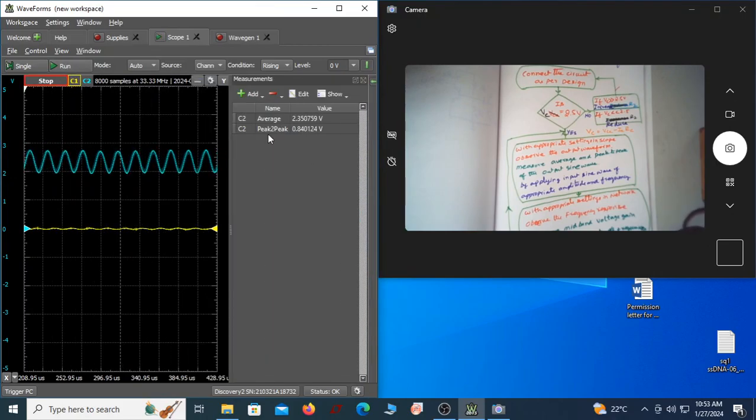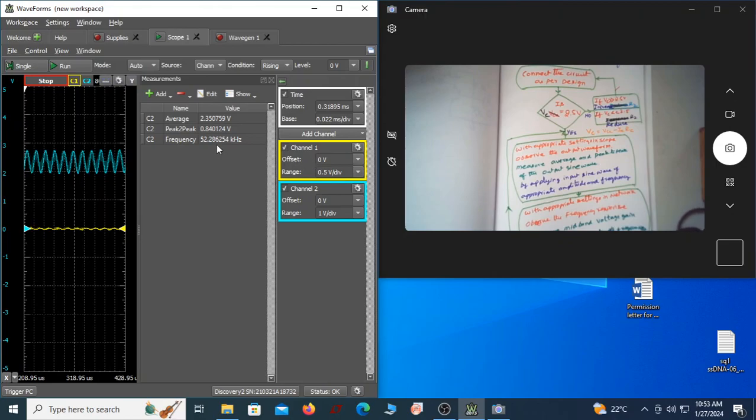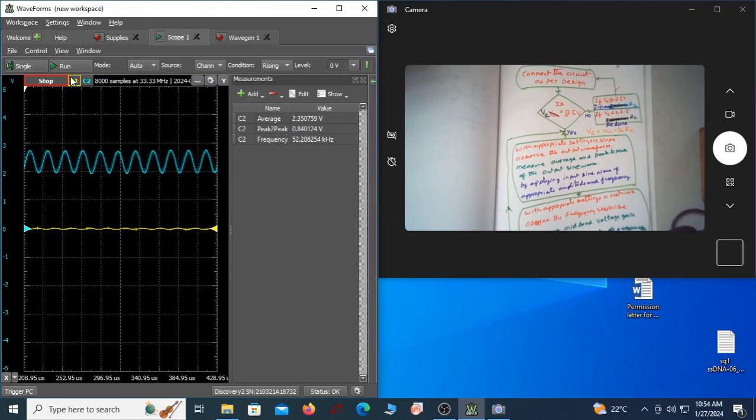You can see C2 is the output, and its peak to peak is shown. You can also observe the frequency of this. Let me observe the frequency of channel 2. You can see now it is 52 kilohertz, which is close to the applied frequency.